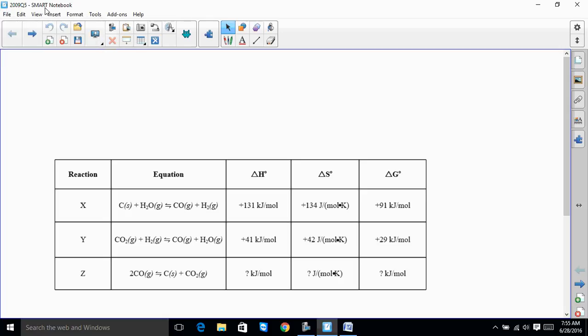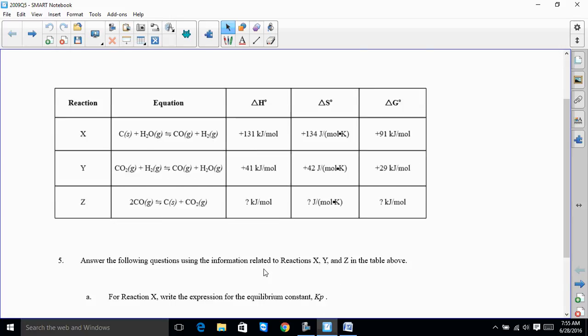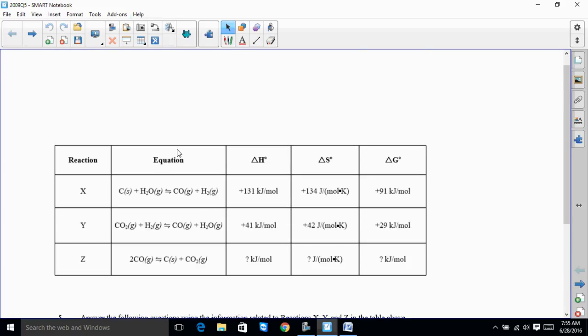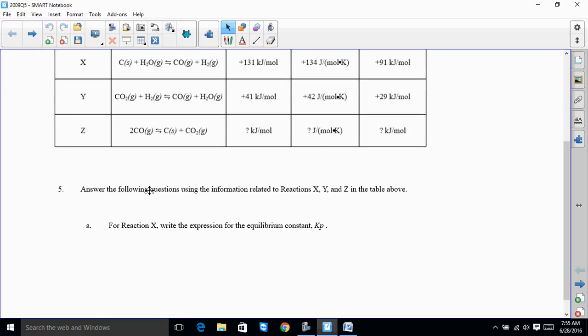Okay, this is 2009, question 5. It's interesting. I usually put that up here. All right, 5A. Answer the following questions using the information related to reactions X, Y, and Z in the table above. For reaction X, write the expression for the equilibrium constant, not Kc, but Kp. And so remember, Kp uses gas pressures.